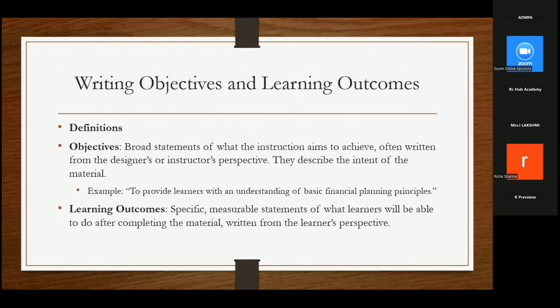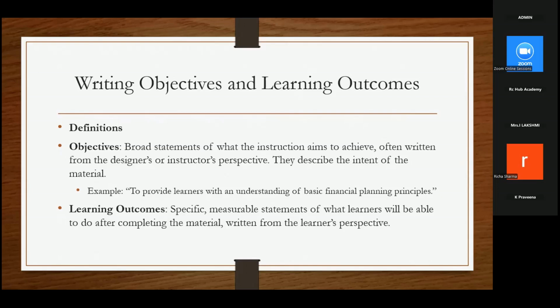And now we go to the next level, writing an objective and learning outcome. Whenever I'm going to write a material, you should be very clear: what is the objective of this material? Why do I have to write this one? After the person has learned this, what is the outcome? Before learning, what is the participants' objective in learning this material? Once they have completed their learning, what outcome will that be? That is called a learning outcome, a measurable statement of what the learner achieves.